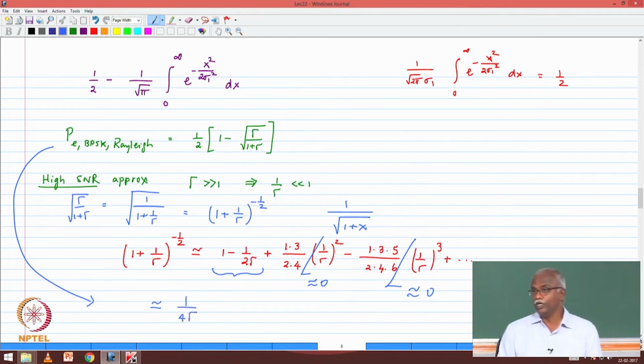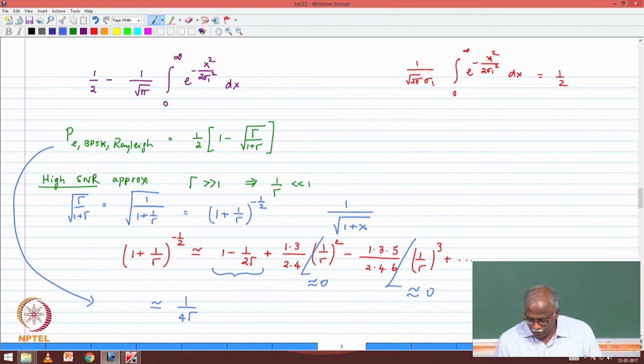It is also a linear slope. It goes down with a slope of minus 1, but it has got a different constant with respect to differential BPSK. What is the difference between the two? A factor of 2, which means, which is worse, coherent BPSK or differential BPSK? Differential BPSK is worse, and the shift is going to be 3 dB.